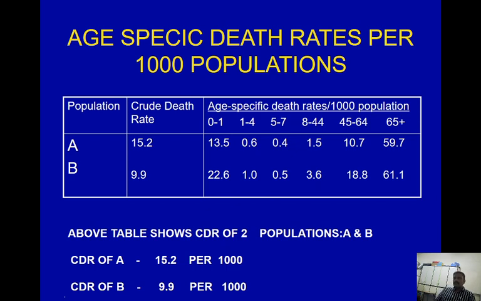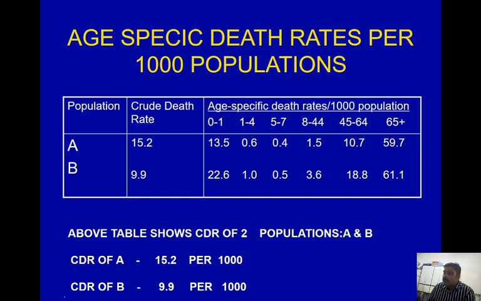So next is age-specific death rates per thousand population. Just look at this example. You have the population of a city or region A and a region B. The crude rate is 15 for one and 10 for the other. Now look at the age-specific death rates. For population A, you see 13.5 per thousand population for 0 to 1 year deaths, and almost 60% among the 65+ population. Whereas in population B, 0 to 1 is around 22 or 23, and 65 plus is 61.